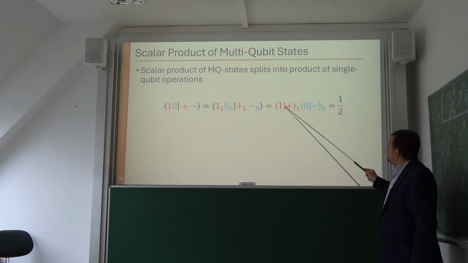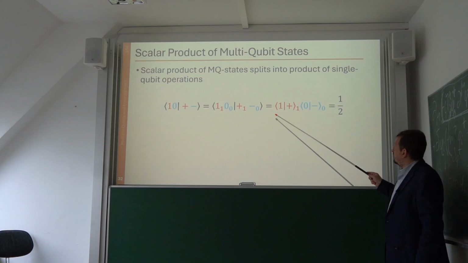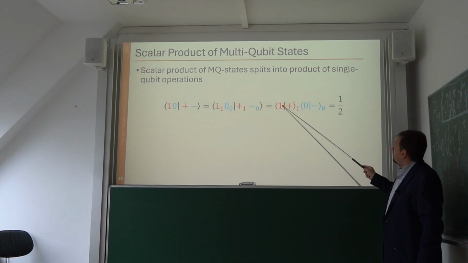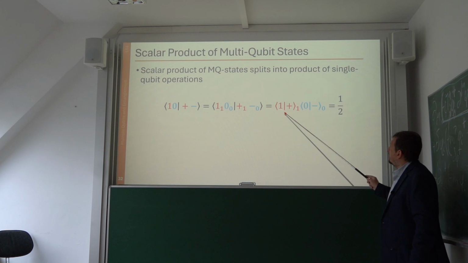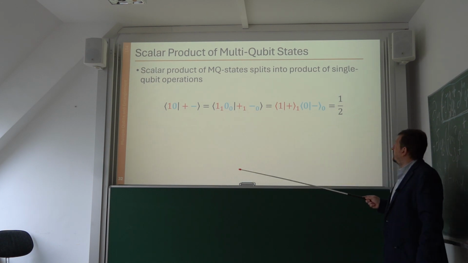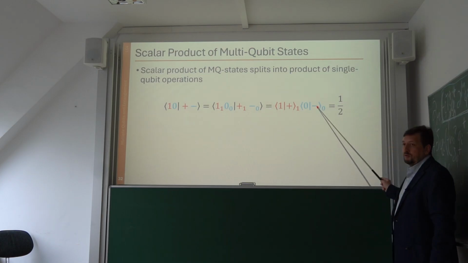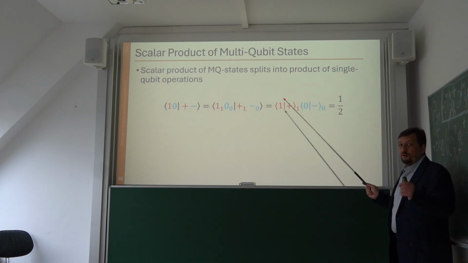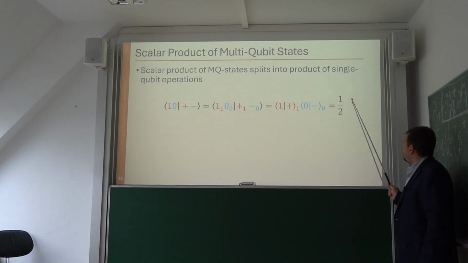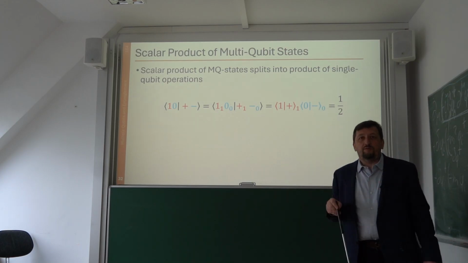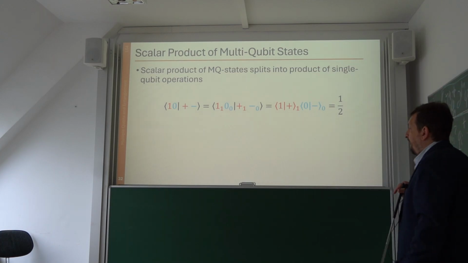It splits into products of single-qubit scalar products. So here I have a product of 1 and plus, and 0 and minus. This term describes everything related to qubit number 1. This describes everything related to qubit number 0. This scalar product is 1 over square root of 2, and this is 1 over square root of 2. The result is 1/2. Yes? If you change the ordering of the qubits, what would happen?